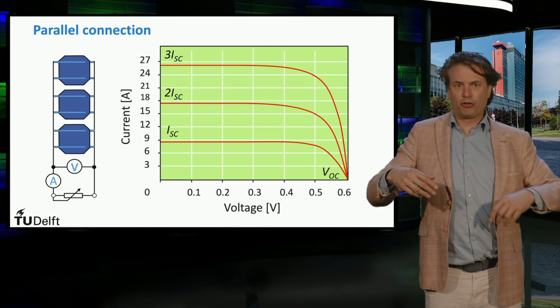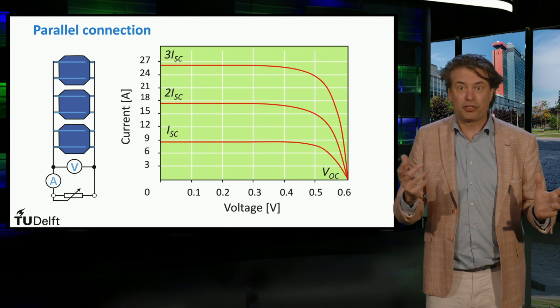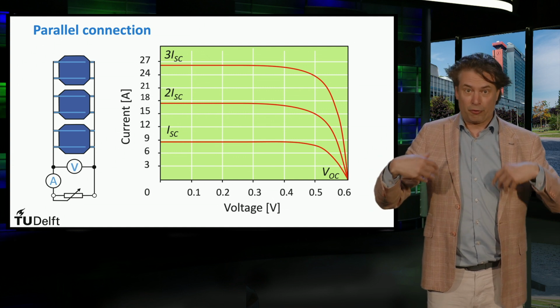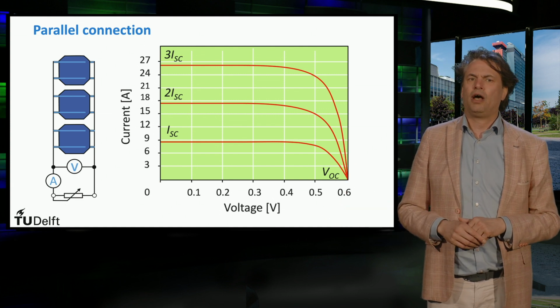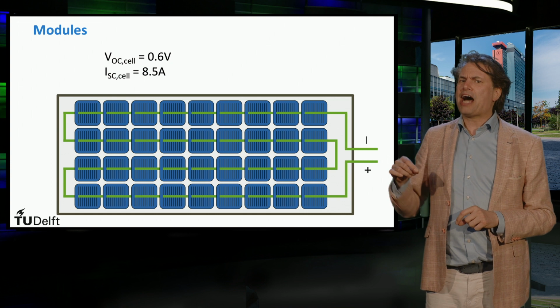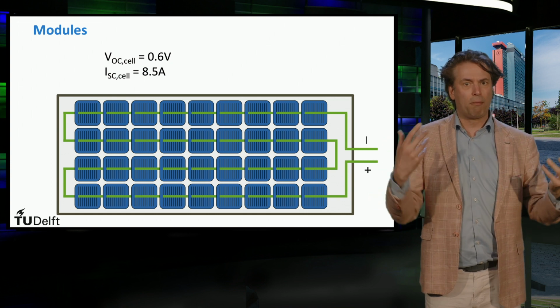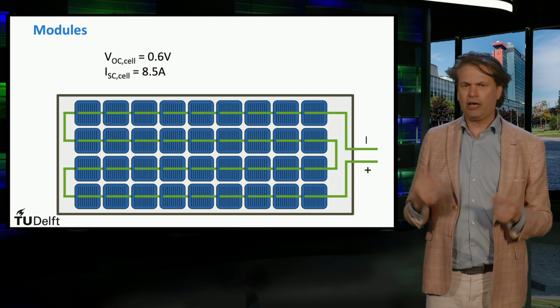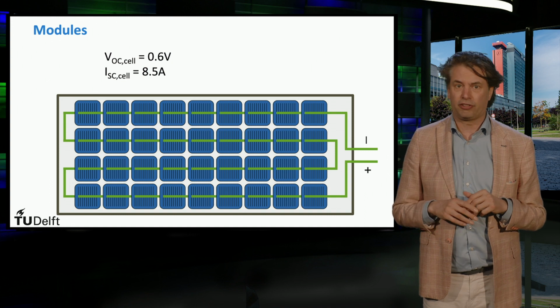This means that if we consider a module, you can partly tune the voltage and the current output by the arrangements of the connections of the solar cells. Now we look at how we make a solar module out of an ensemble of solar cells. Here we see a solar panel that contains 36 solar cells connected in series.